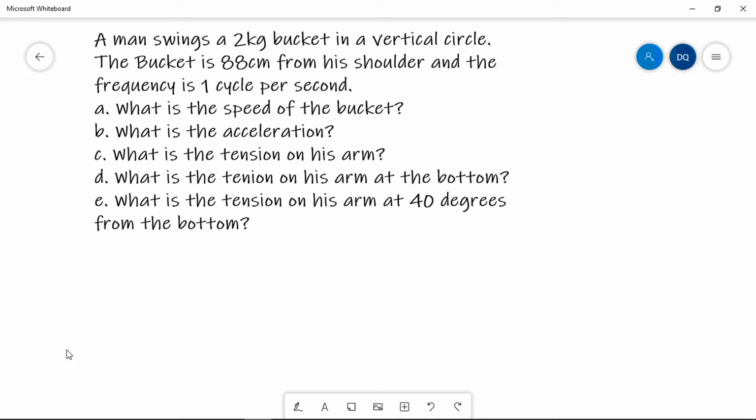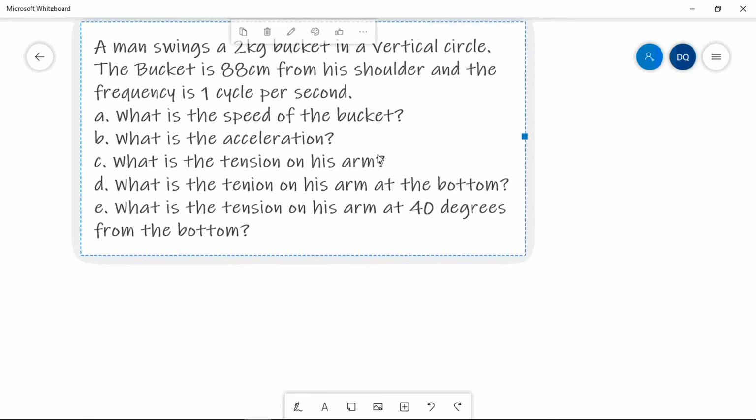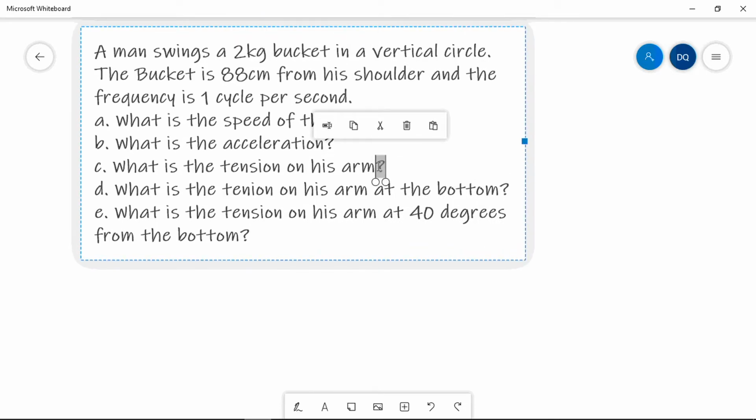So I'm going to answer these questions. What's the speed of the bucket? What is the acceleration? What's the tension in his arm when it's at the top? So let me just quickly correct that there. What is the tension in his arm at the top? What is the tension in his arm at the bottom? So that's when the bucket's all the way at the bottom. And then what's the tension in his arm when the bucket is 40 degrees from the bottom?